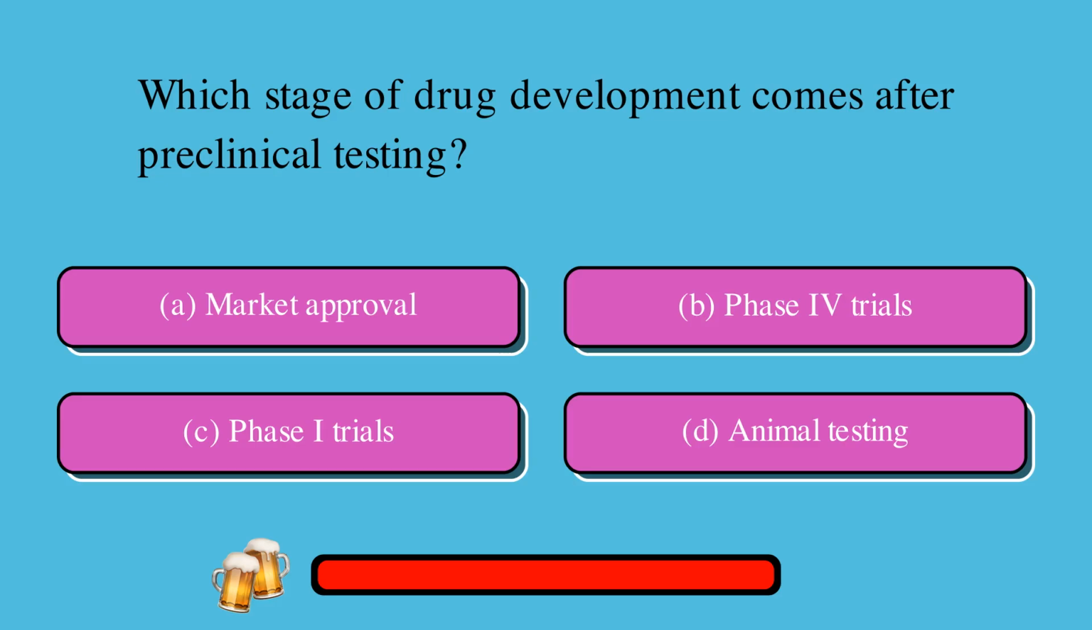Which stage of drug development comes after preclinical testing? A, market approval, or B, phase 4 trials, or C, phase 1 trials, or D, animal testing? The correct answer is C, phase 1 trials.